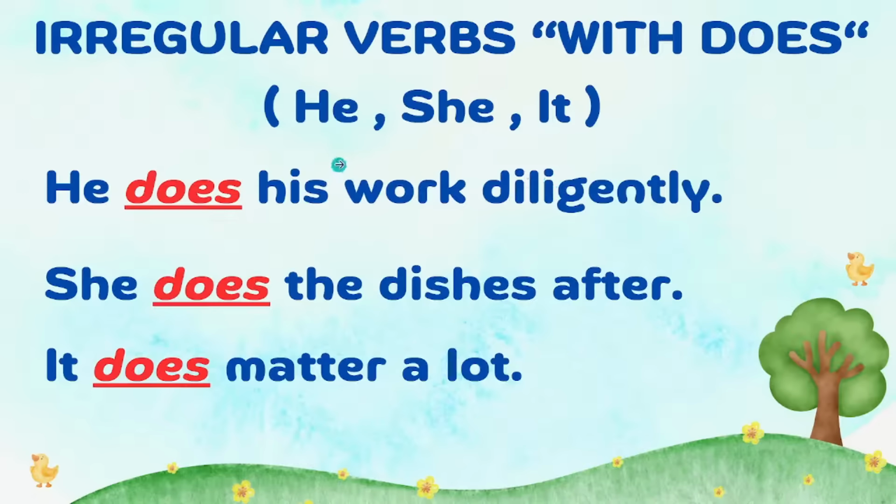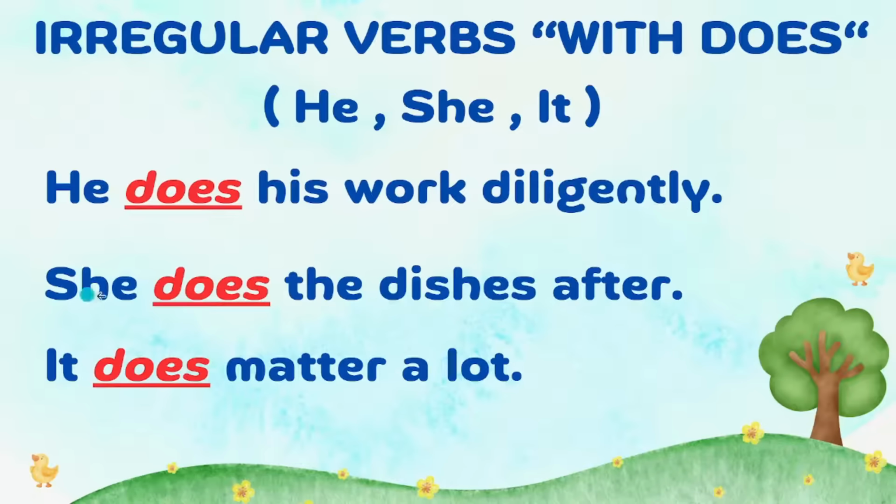Alright. There you go again. For the he, she, and it pronouns, always, always remember this, everyone: these three pronouns always have the same verb to use. He does. She does. It does. Okay? So it says here that he does his work diligently.